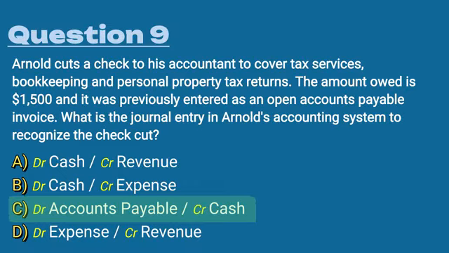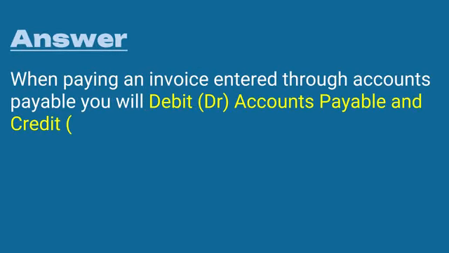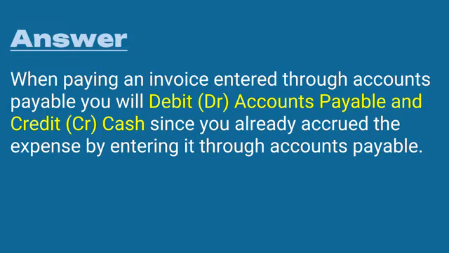The answer is C. You're going to debit accounts payable and credit cash when you cut the check. When paying an invoice entered through accounts payable, your accounting system will debit accounts payable because you've already entered the invoice into the system, which is debiting the expense, crediting accounts payable. So when you go to actually pay the invoice, you're just going to relieve the payable, debit accounts payable, and credit cash for actually sending cash to pay the invoice, since we're using accrual-based accounting.